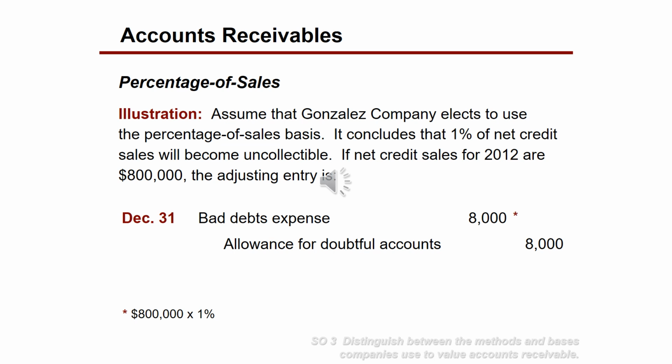Assume that Gonzalez company elects to use the percentage of sales basis. It concludes that 1% of net credit sales will become uncollectible. If net credit sales for 2012 are 800,000, the adjusting entry then is going to be a debit to bad debt expense of 8,000, which is 1% of the credit sales of that year, and a credit to allowance for doubtful accounts for that same amount.